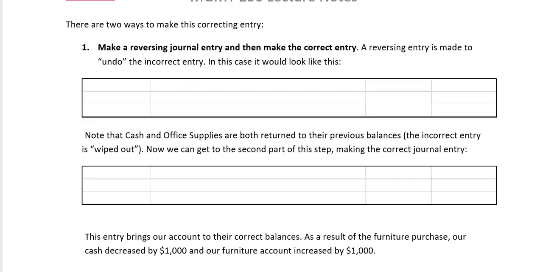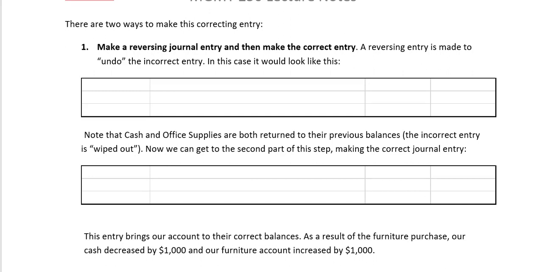Two ways to make this correction. The first method, we can make a reversing journal entry and then make the correct entry. So a reversing entry intends to undo the original incorrect journal entry. So basically, you credit your debit and debit your original credit. And the second part of this first process over here is to go ahead and make the correct journal entry. So I'll let you go ahead and try this first method.